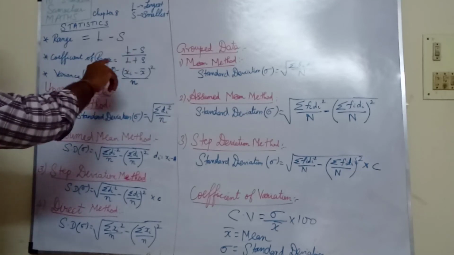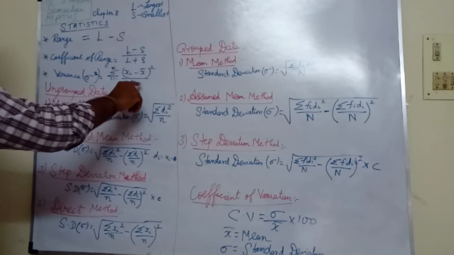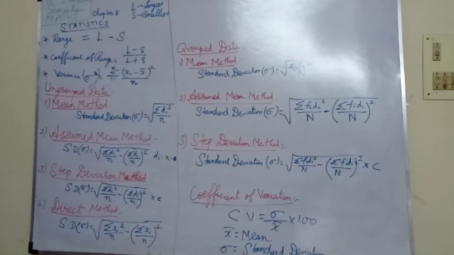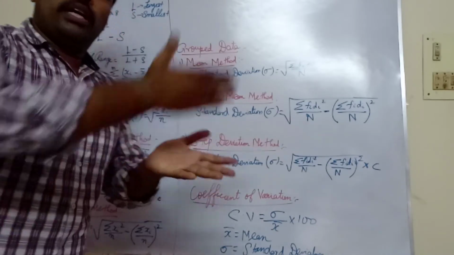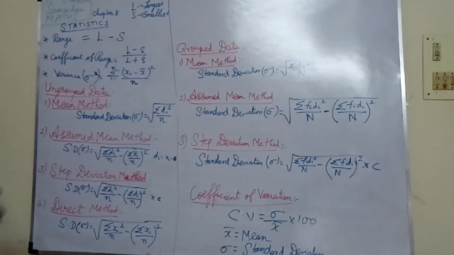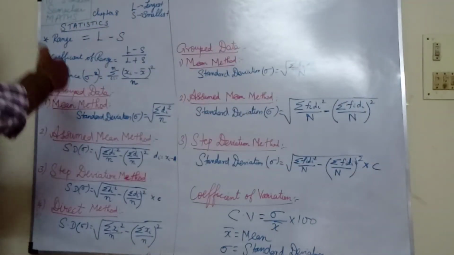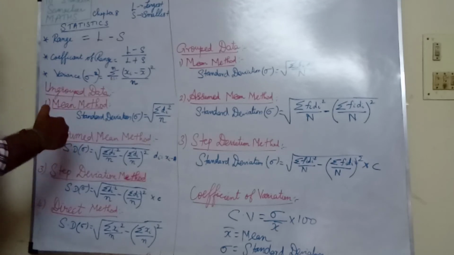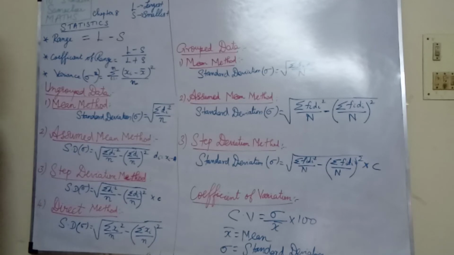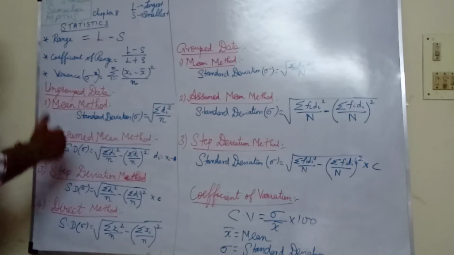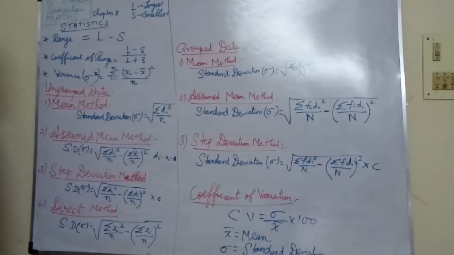Xi minus x bar whole square by N. Ungrouped data: there are two types of data, one is ungrouped data and another one is grouped data. In the ungrouped data, we have the mean method, assumed mean method, and step deviation method.